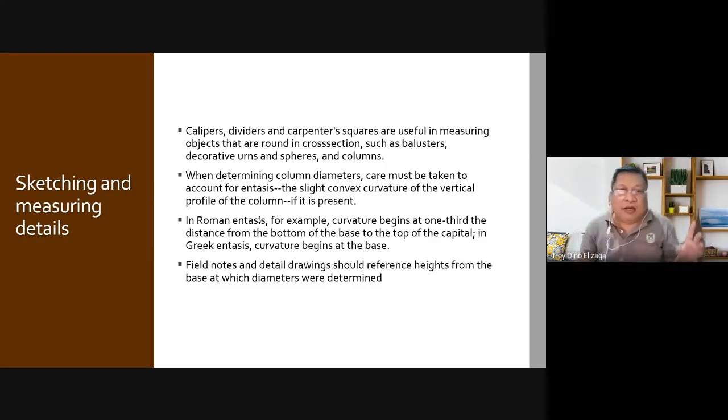So again, never assume that vertical elements are always straight. In this case, there's an emphasis involved, so you have to take note of that.